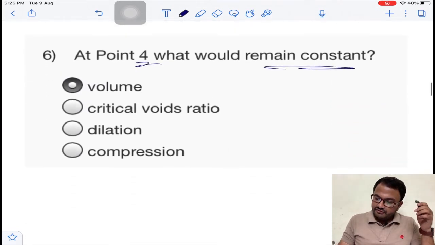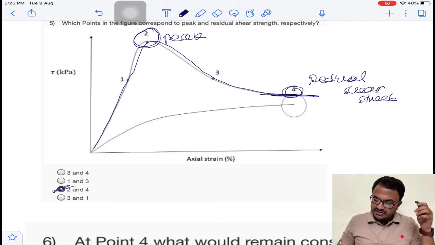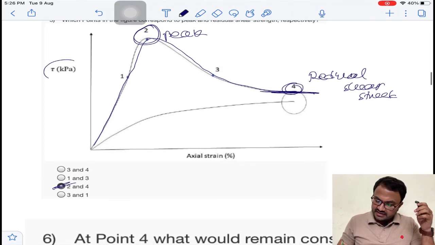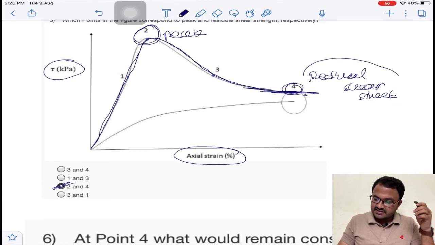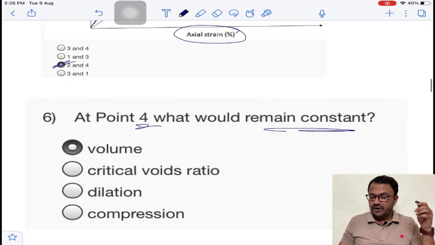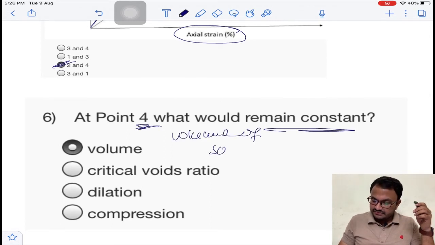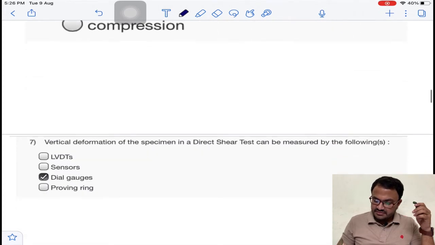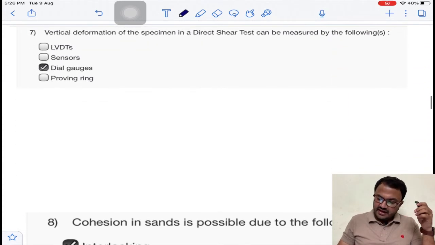At point 4, what remains constant? Whenever the shear stress and axial strain increase, finally at point 4 the volume of the sample will become constant. So for question number 6, the answer is A.